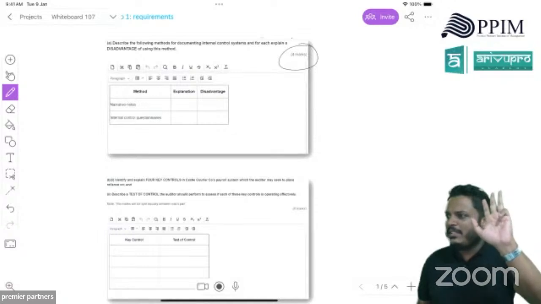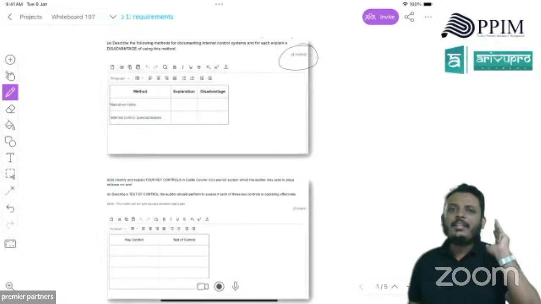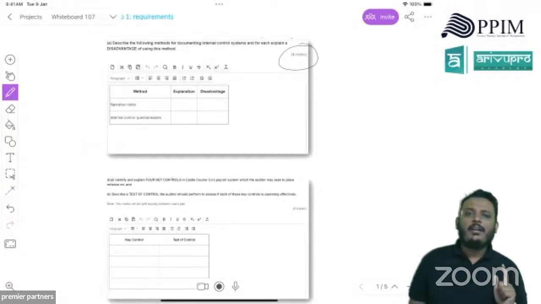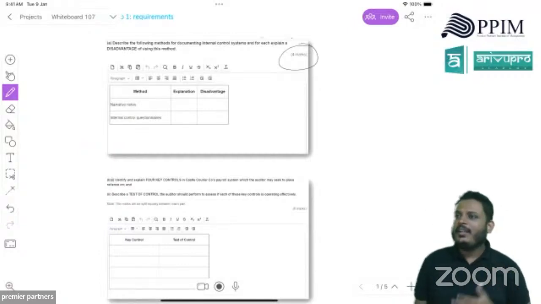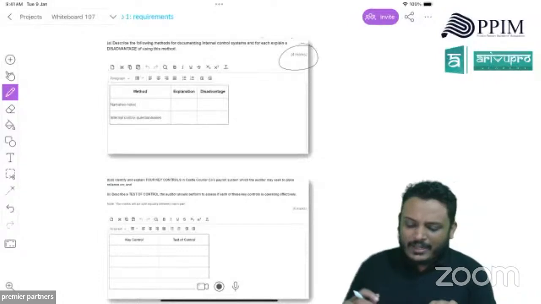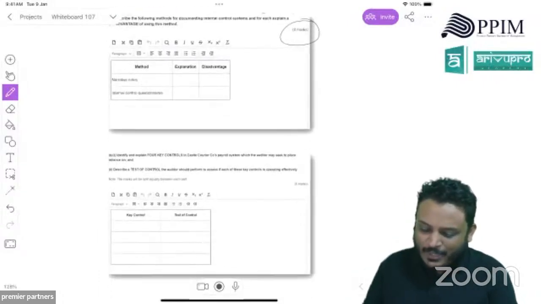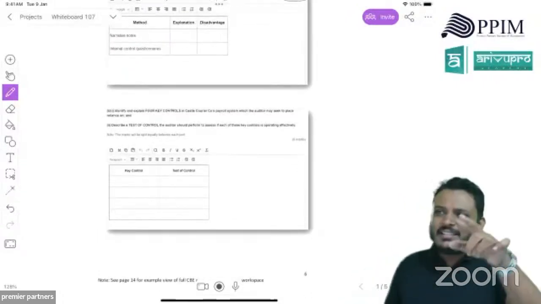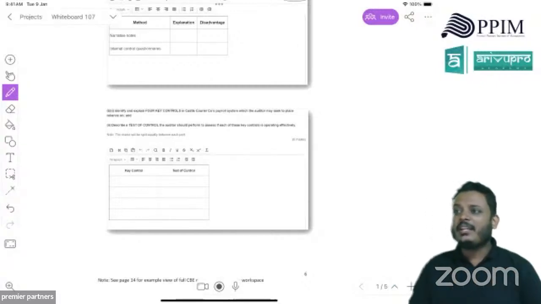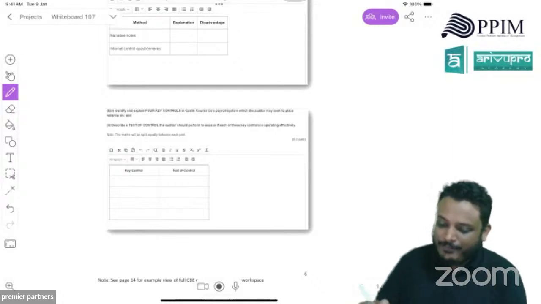It can be ICQ, internal control questionnaire. It can be ICEQ, internal control evaluation questionnaire. It can be narrative notes. It can be a flowchart. They're asking advantages and disadvantages. 4 marks, simple marks, bonus marks. Don't lose it. Now let's look at the second question. Did they ask for deficiency here? No, they didn't ask for deficiency. What did they ask?